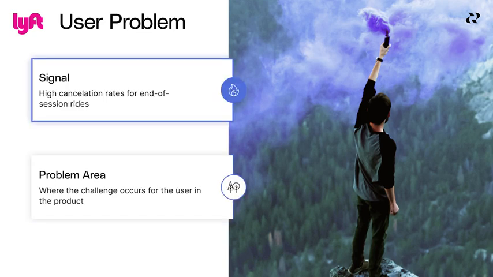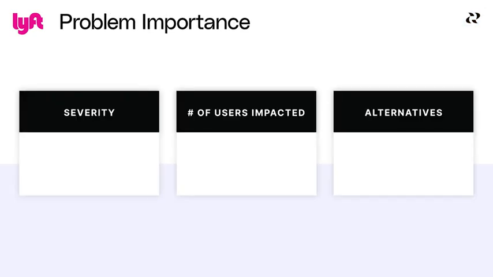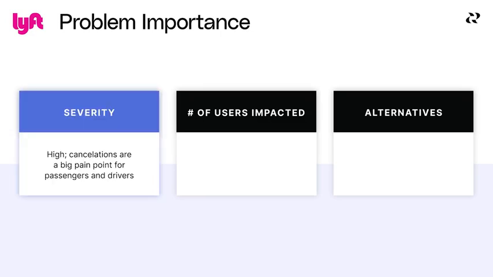The signal that first prompted the driver experience PM to look into this opportunity was high cancellation rates for end-of-session rides. A high cancellation rate indicated that drivers weren't satisfied with the rides they were getting and that there may be room to improve this part of the experience. Next, the Lyft PM had to determine why this problem was important by estimating the severity, number of users impacted, and effectiveness of alternatives. The PM rated the severity of the problem as high because cancellations are a big pain point for both passengers and drivers.